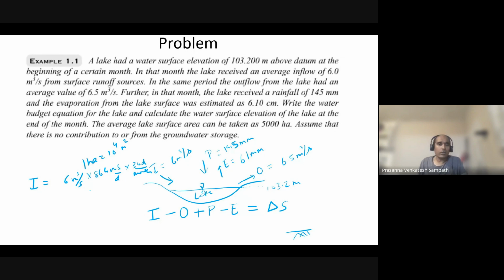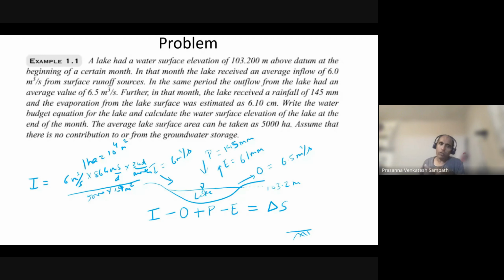Okay, and then you divide this whole thing by what is it? 5,000 hectares. 5,000 into 10 to the power 4 meters square. So in the numerator I have meter cube per month divided by meter square, so I'll get an answer in meter per month. Now that per month, because the duration of analysis is only 1 month, is the change, the amount of inflow that happened during that 1 month. You can just write it as meters.